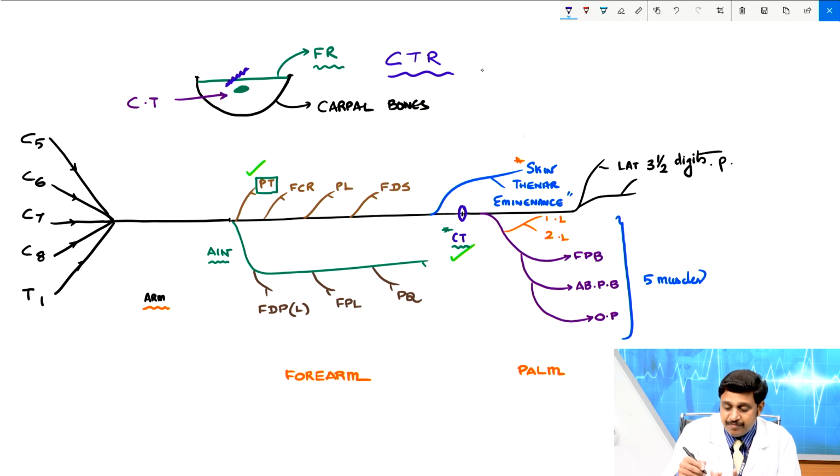It can be either an open operation or an endoscopic carpal tunnel release. Nowadays everybody wants cosmetics, so they go for endoscopic carpal tunnel release. So, the nerve is released of the compression. Is that clear? We have seen the course, distribution and clinical importance of the median nerve.